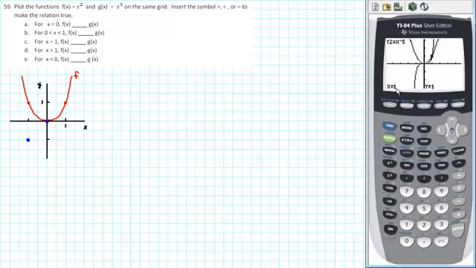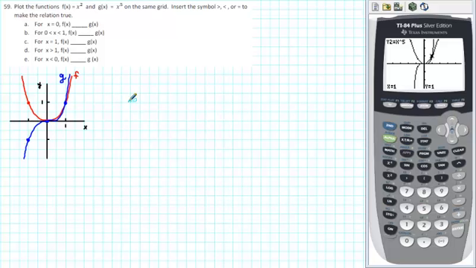When x is equal to 1, y2 is equal to 1. So the point 1, 1 is on the graph of g. 1 to the fifth is equal to 1. So we go ahead and connect these 3 points using the S-shaped curve that we see on the calculator screen.